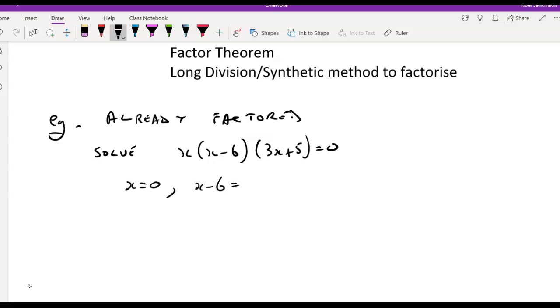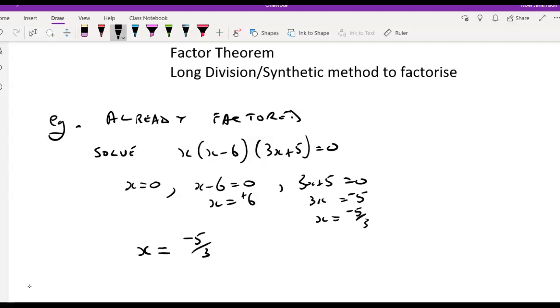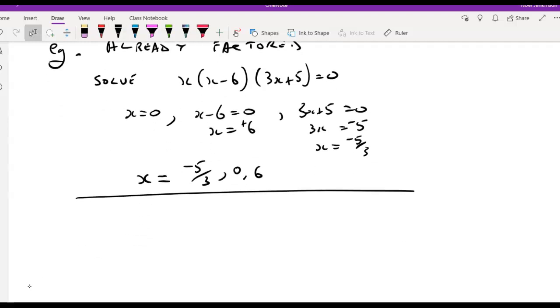Or x minus 6 is 0, rearrange, x is plus 6, or 3x plus 5 is 0, rearrange, x is minus 5/3. Typically you would then put those solutions into order: minus 5/3, 0 and 6. This is an example where it was already factored. The second example might be where we're using a technique of a common factor.